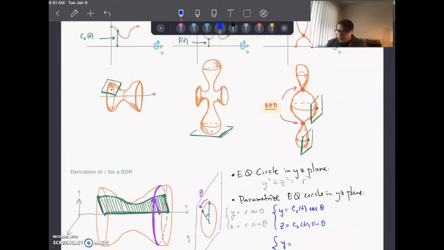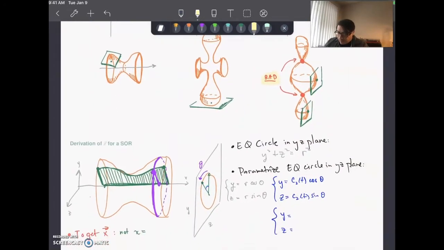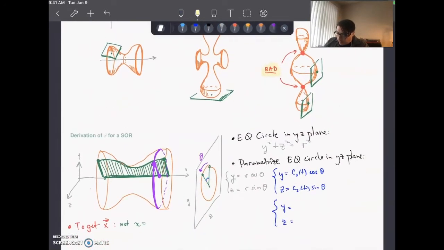Okay. Alternatively, if I use this second version, I can use f of t for my y coordinate, and this one looks even nicer in my opinion. It looks like f of t cosine theta, f of t sine theta, but they're really the same thing. It's just the first one's more general. Now that gives me the y and the z coordinates of my coordinate functions for my surface of revolution.